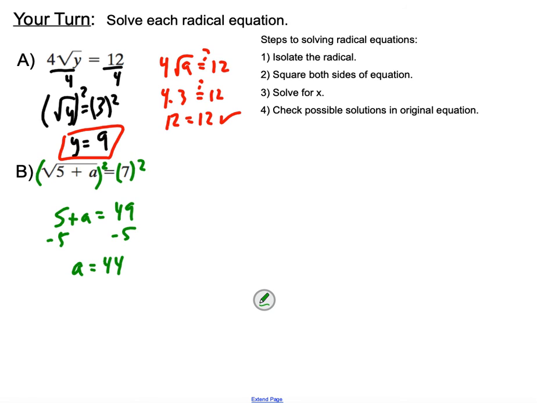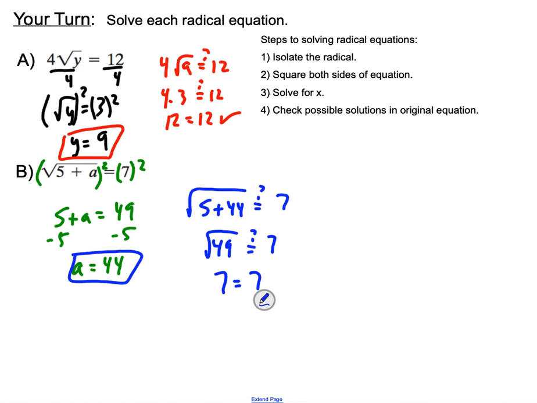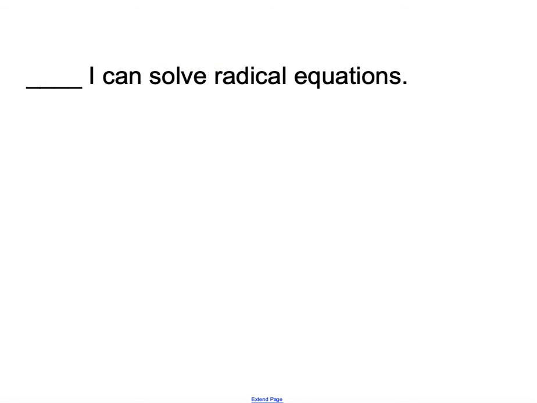So 44 is what we're getting, so plug it back in and check. So 44 plus 5, there is 49. Square root of 49 is 7. So 7 does equal 7. So a is equal to 44. I can solve radical equations. That was our learning target.